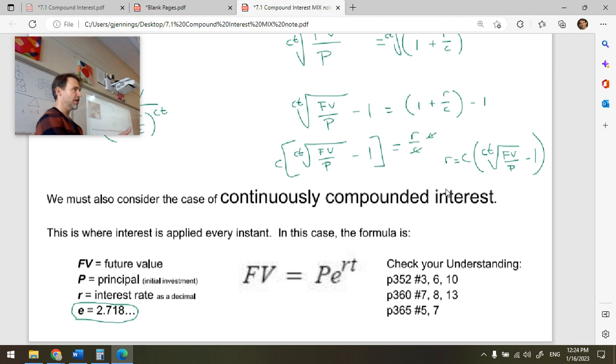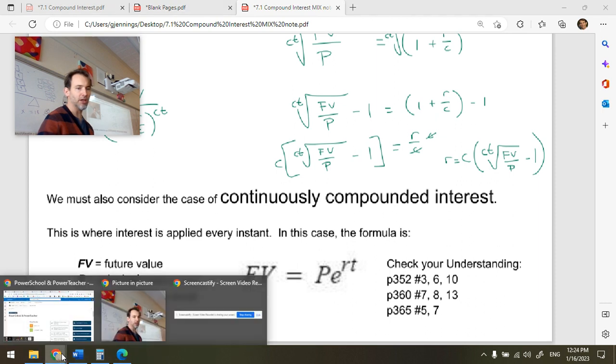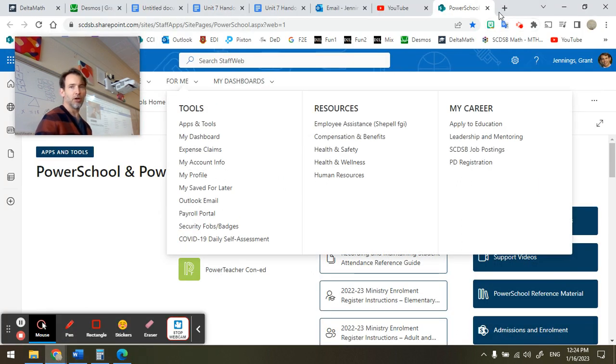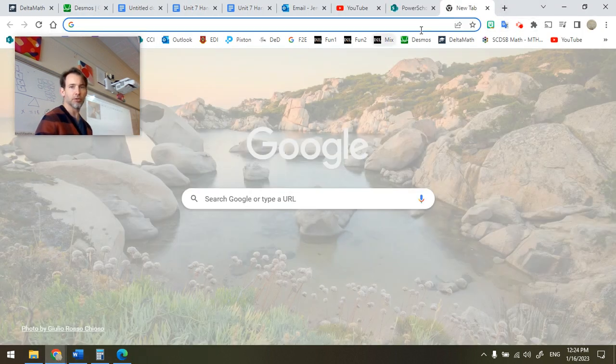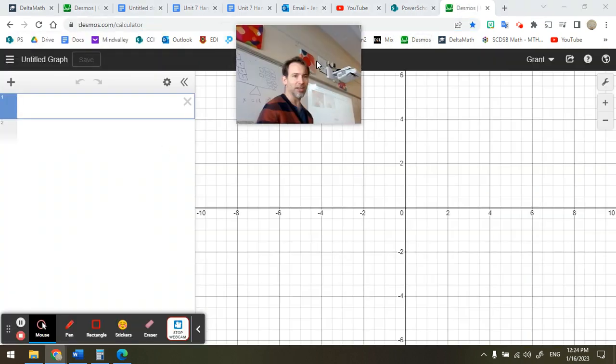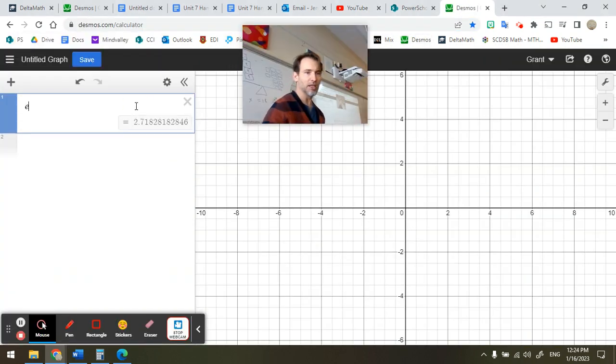The number e is a number like pi. It's a number with an infinite number of decimal places. The number of decimal places I've given you there, 2.718, should be enough for the detail that Delta Math wants you to have. If you find you need a little more detail, Desmos knows this number. You can just go into Desmos and punch the letter E, and it will tell you that e is 2.718, 28, 1828182846, etc., off to infinity.